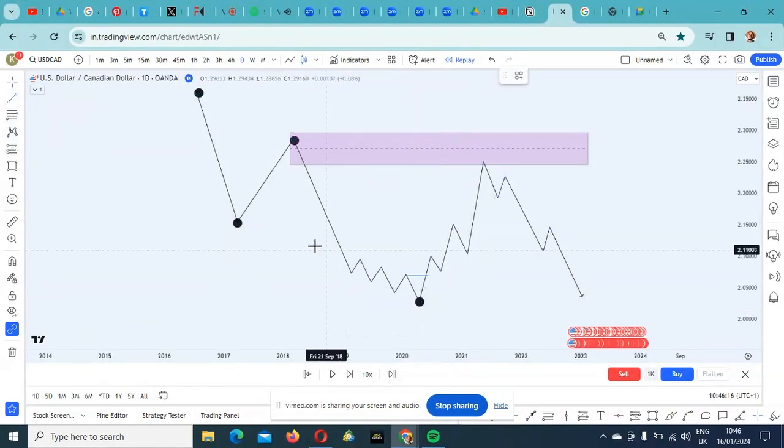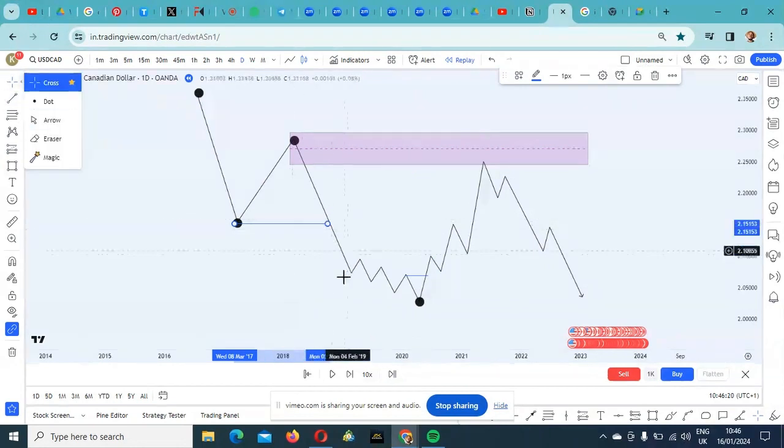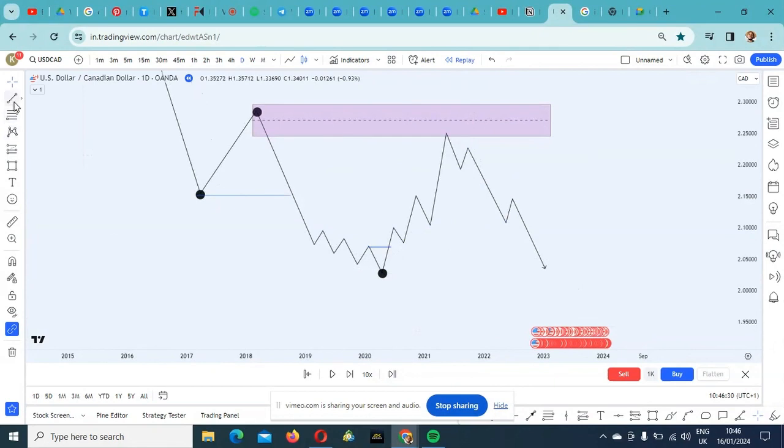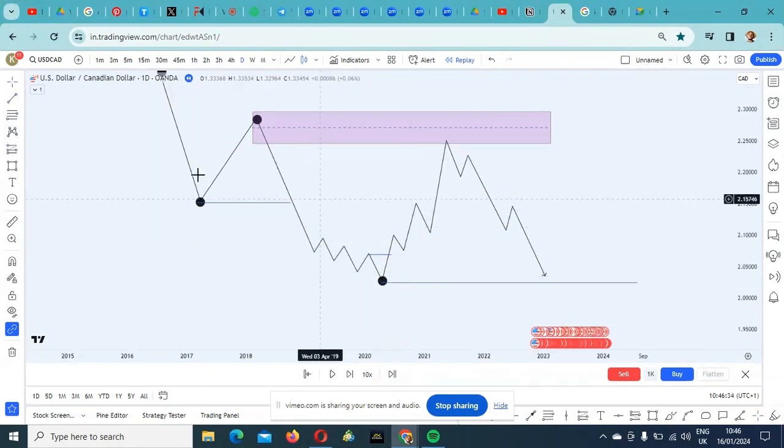Why are you going to mark your BOS? It doesn't matter. You can mark your BOS like this, like that, but that is not your low. This is your low because I've been able to break one of the small internals. Okay, so this is an external structure. By that, you have had a new low and a new structure high.